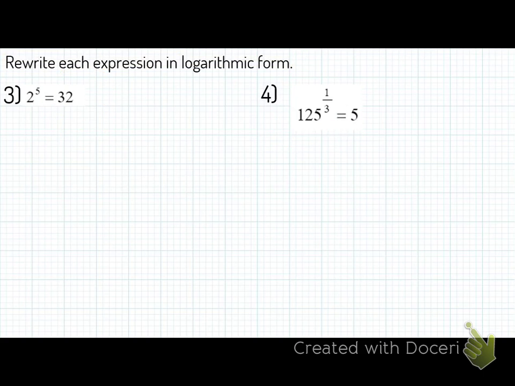Continuing on, number 3. Okay, 2 to the 5th is equal to 32. Let's write that, number 3, as a logarithmic equation.